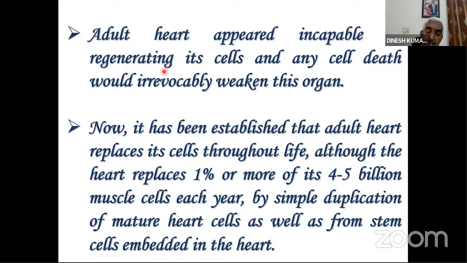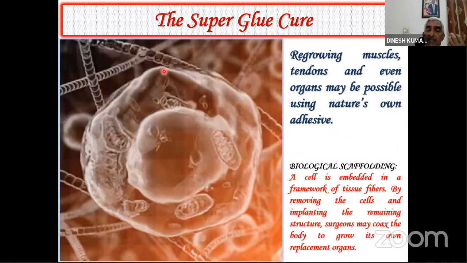But with the help of stem cells, if there is a cardiac failure and the cardiac cells are not working, infusion of stem cells can be a very beneficial tool for the treatment of cardiac arrest in coming years. Likewise, stem cells are also involved in forming organs. And there is super glue, when the matrix cells are embedded into the super glue of the natural environment of the tissue.